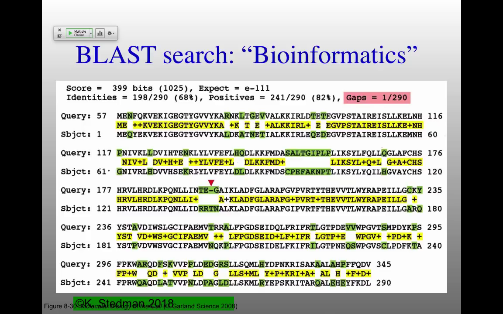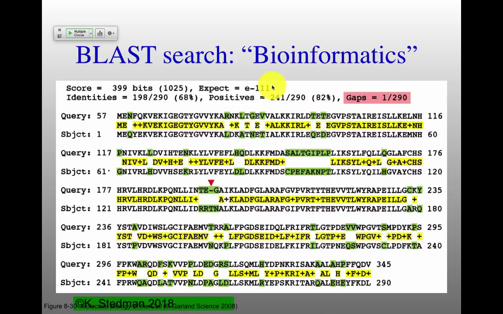And the basic message here is when you do one of these BLAST searches, you'll end up with a number, actually two different numbers. There's a score and an expect value. This is e to the minus 111. This is an extremely small number. And that extremely small number means that the probability of finding this match at random is ridiculously small. And we can see that here in this particular case.